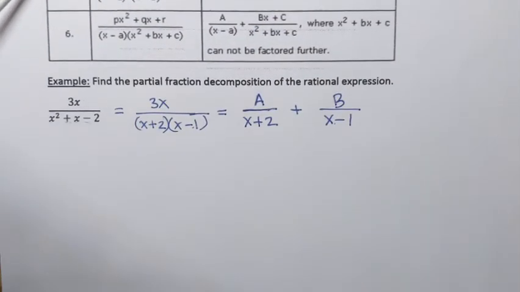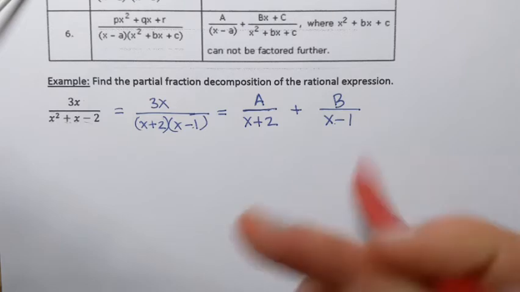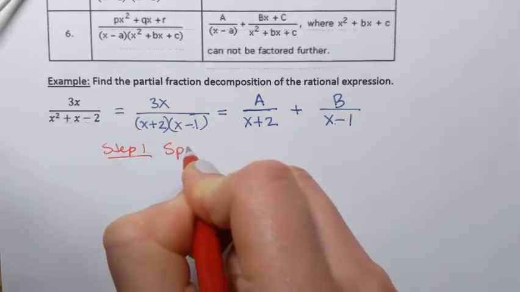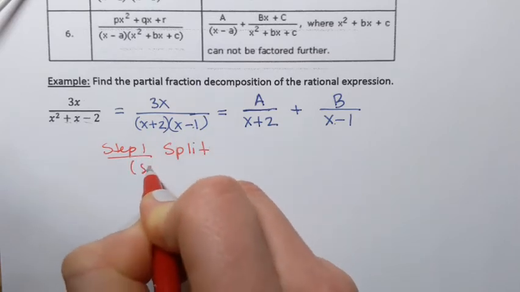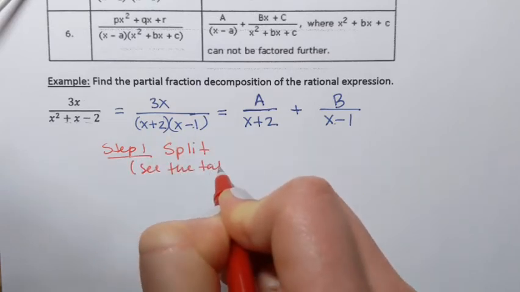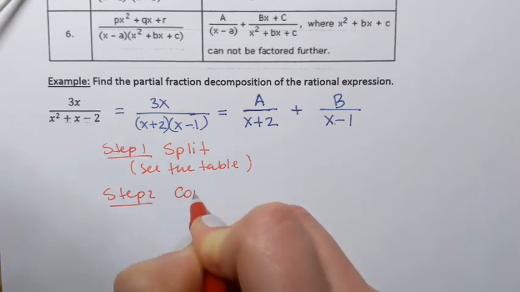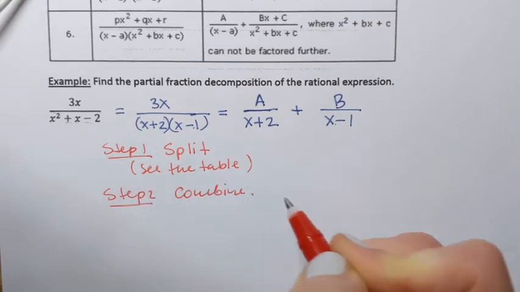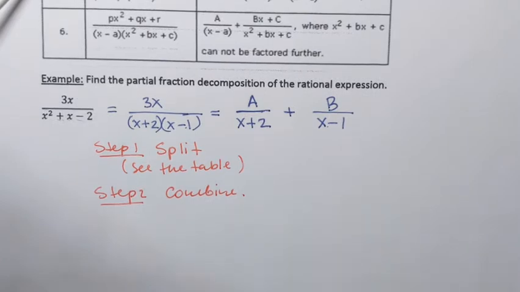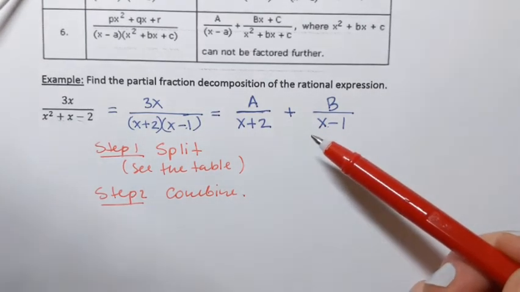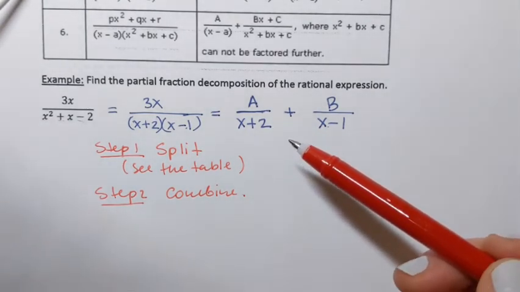And then you combine them again. So step 1, split, see the table, and then step 2, combine. How do we combine? Well, we just practiced at the very beginning of this video, right? To combine two rational expressions, I'm going to use the same rules as for combining fractions.